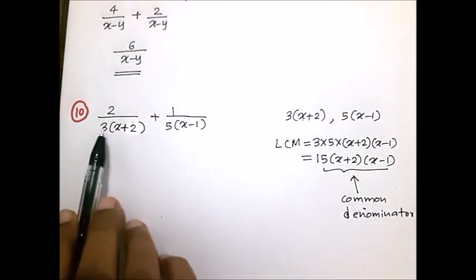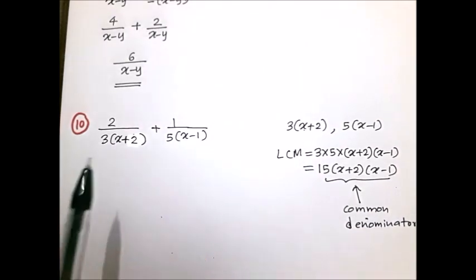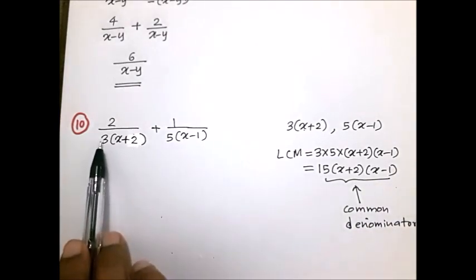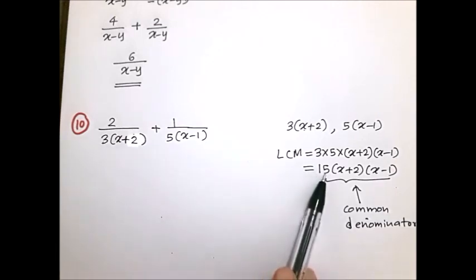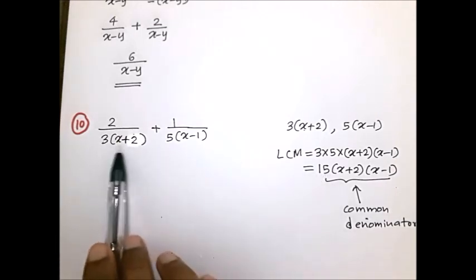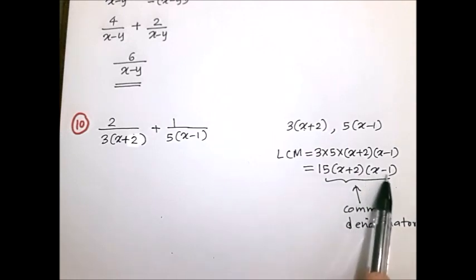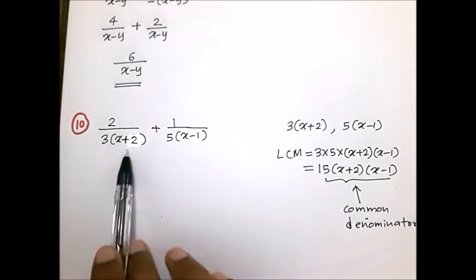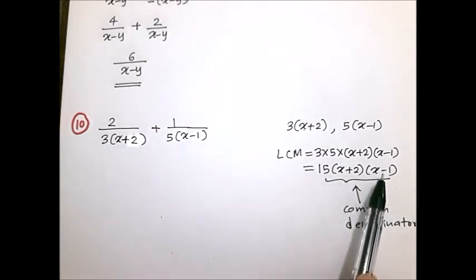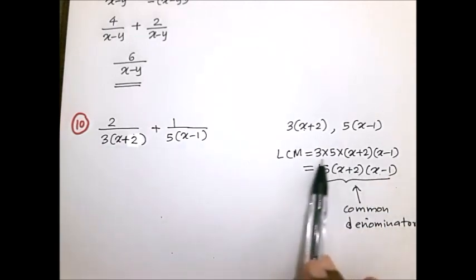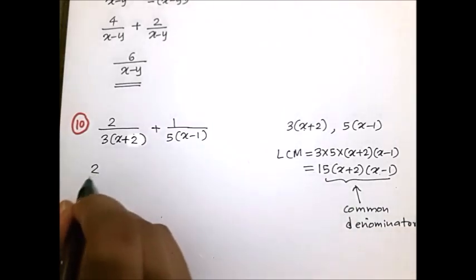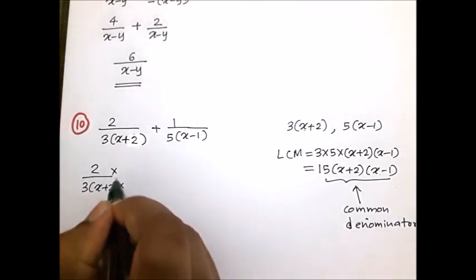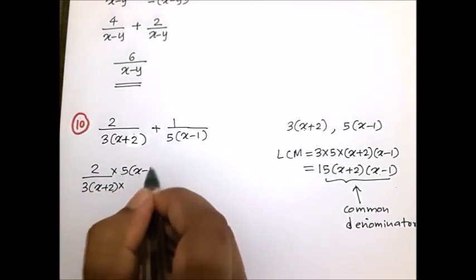Here the denominator is 3 times (x + 2). If you convert this denominator into this one, you have to multiply 3 by 5 to obtain 15. Then here (x + 2), here it is multiplied by (x - 1). So this denominator you have to multiply by 5 and (x - 1) to obtain this one as the common denominator. Multiply both numerator and denominator by 5 times (x - 1).